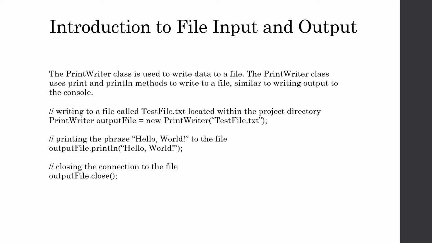So the first thing we'll go ahead and do, we're going to specify that we want to write to a file called, in this case, testfile.txt. So we're going to make sure that we have that extension indicating that it is in fact a text file. In this case, it's going to be located within the project directory.